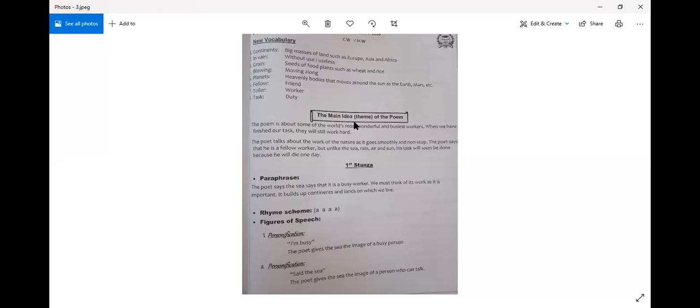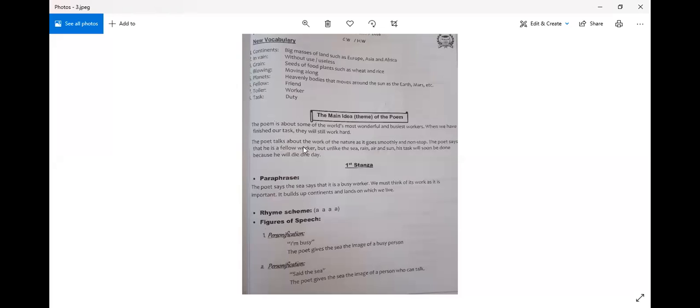So we have the main idea here, or the theme of the poem. What's the main idea, guys? The poem is about some of the world's most wonderful and busiest workers. When we have finished our task, they will still work hard. Guys, I'm speaking here about air, sun, sea. They are like workers, okay? They work till the end of the life. And it's like a comparison between the man or the human with these things or these elements.